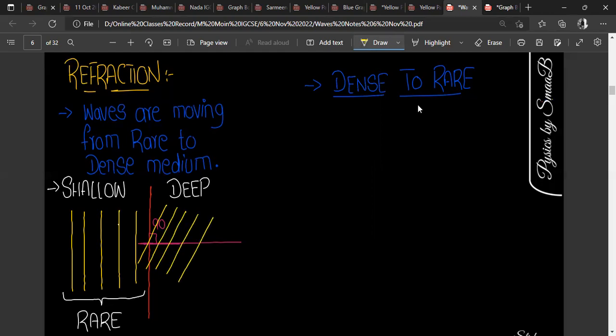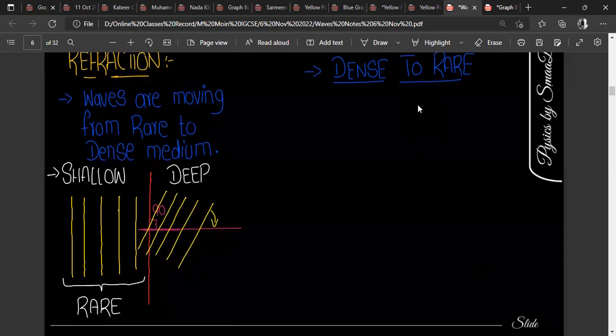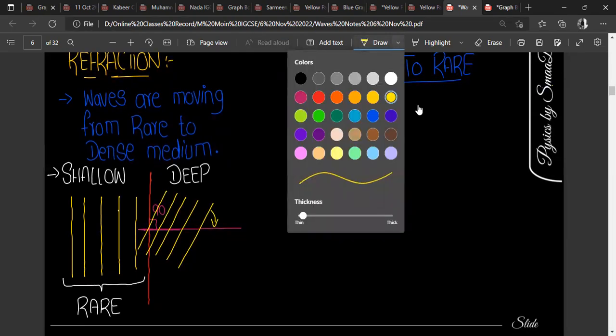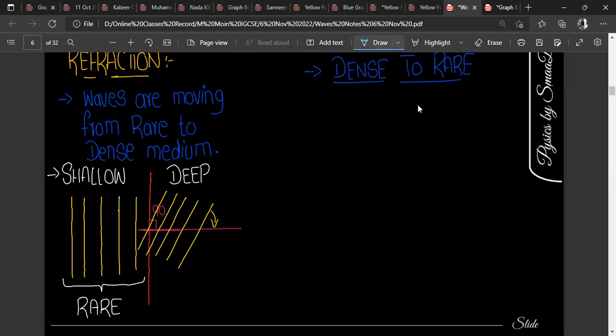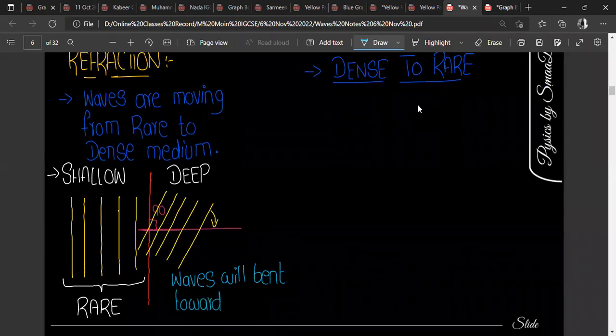Okay, so it means that they are bending towards the normal line, right? So when waves are moving from rare to dense medium, the final conclusion of this phenomenon is that waves will bend towards the normal, right? Clear? Yes. And what will happen if we follow the reverse process?